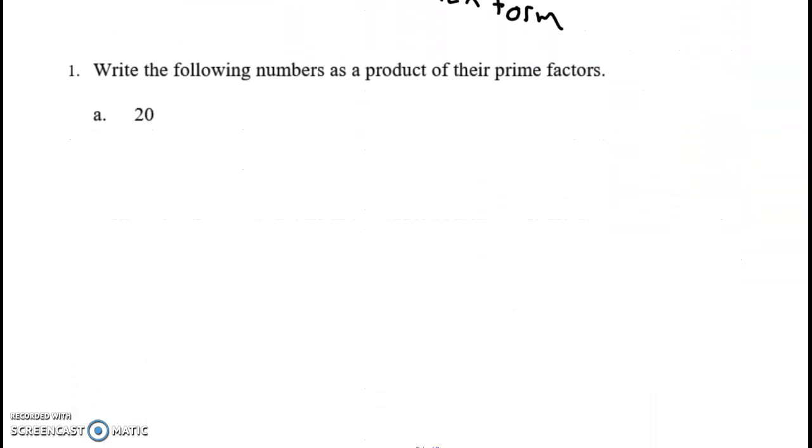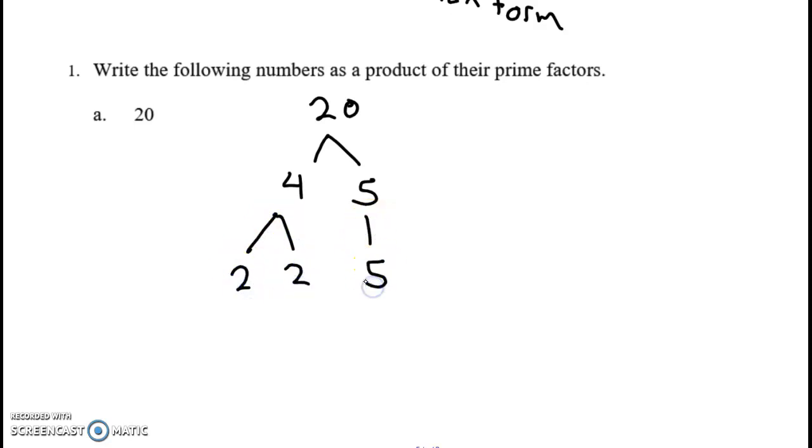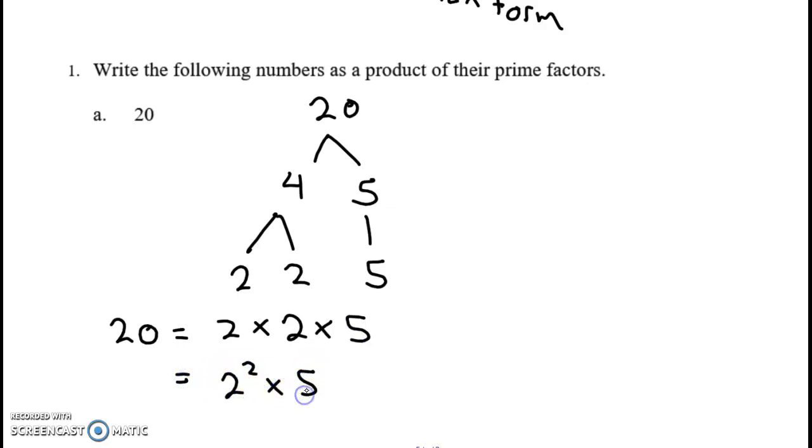Write the following numbers as a product of their prime factors. So let's take 20 and split it up into 4 and 5. Okay, 4 can be split into 2 and 2, and 5 can't do anything with that. And so writing as a product of prime factors, 20 is equal to 2 times 2 times 5, which I could simplify to make it in index form as 2 squared times 5. Okay, so that's index form.